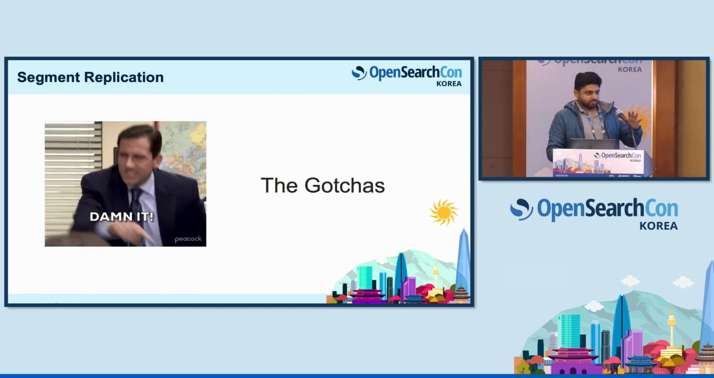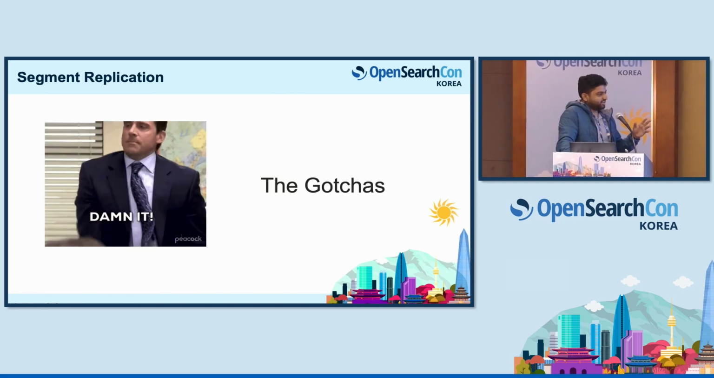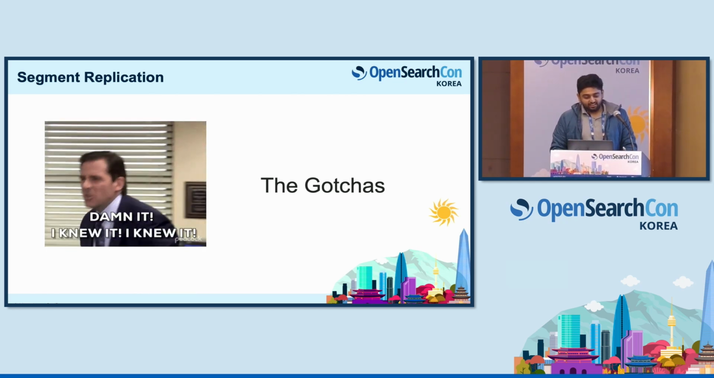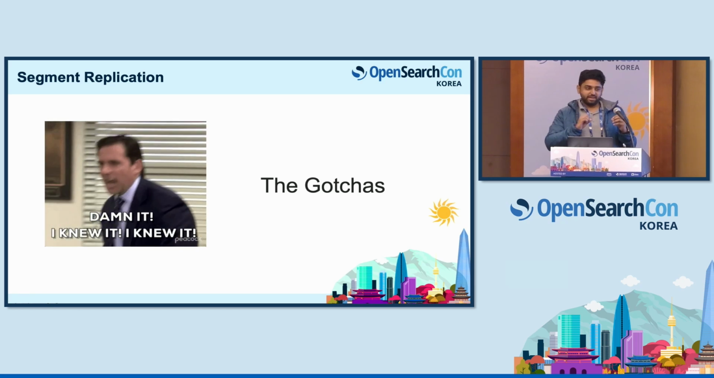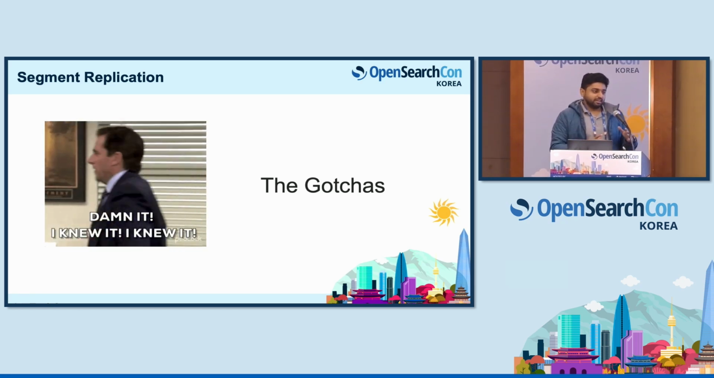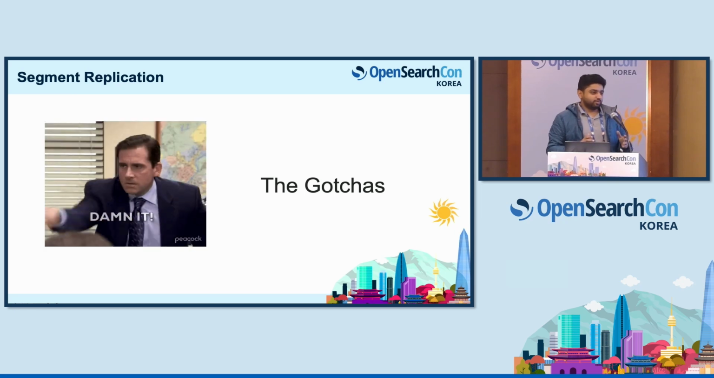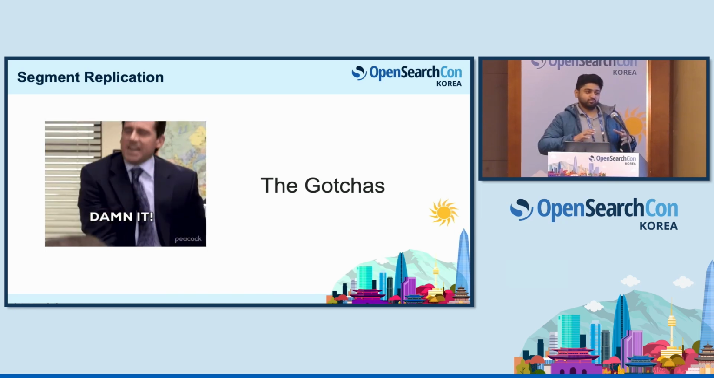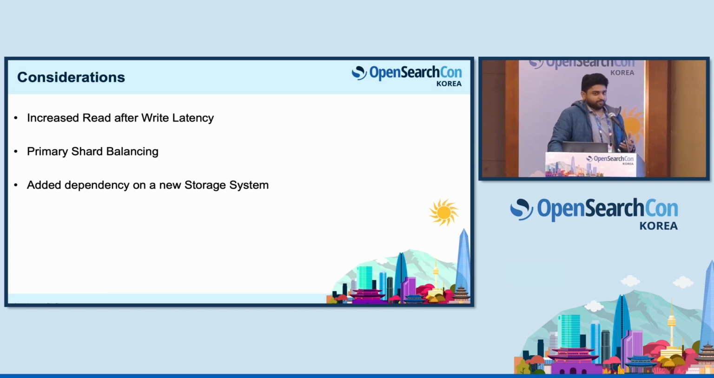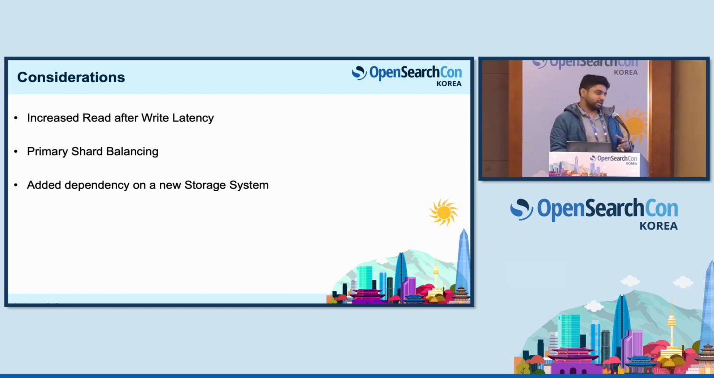So, everything looks pretty good, but what did we trade off, right? Nothing comes free in this world, right? So you had a pretty awesome segment replication model, and you saved cost, but there are some gotchas that you need to be aware of before making a decision to use segment replication. Now, one of the major things that we have found out that users saw lacking in segment replication was the read after write latency.